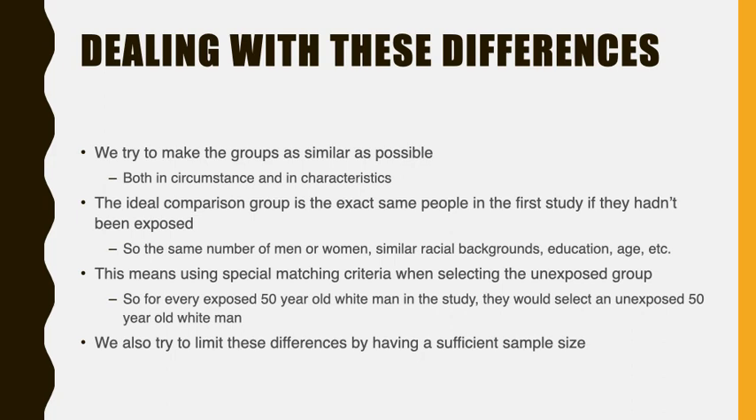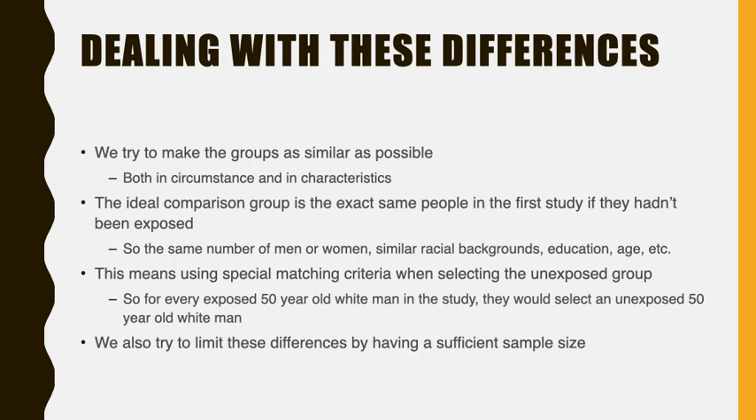When we are trying to figure out some of these differences, such as age, race, and sex, like thinking about the idea of smoking, poorer people tend to smoke more than richer people, so you would see a link between class and the birth defect outcome. So when we are looking at cohorts, we try to make the groups as similar as possible, both in their circumstance and in their characteristics.